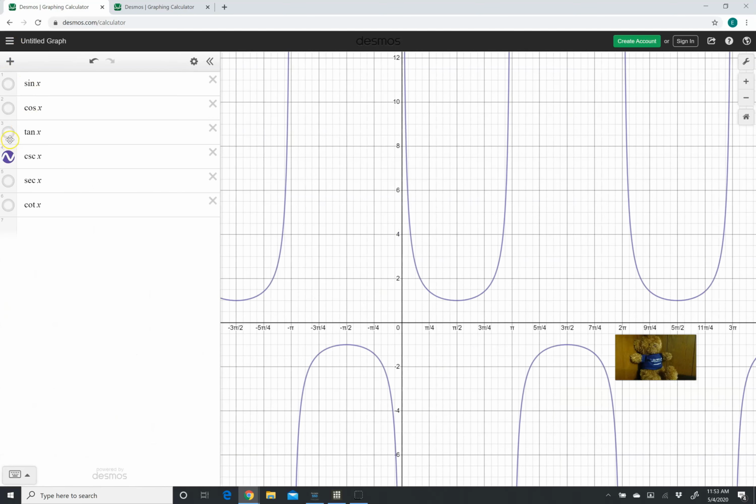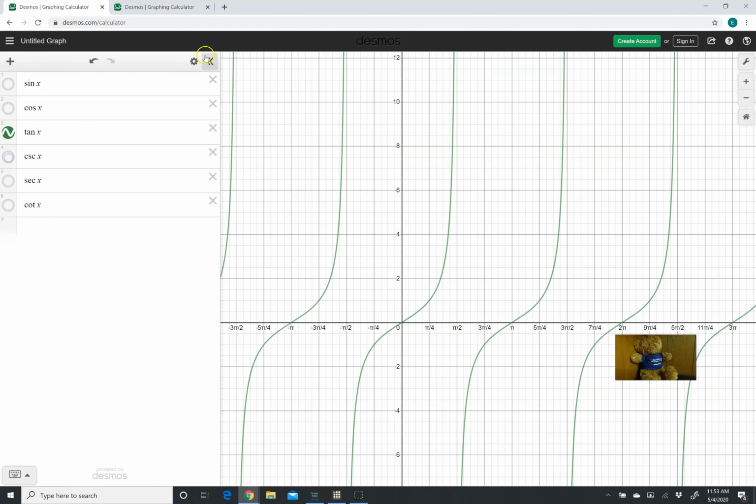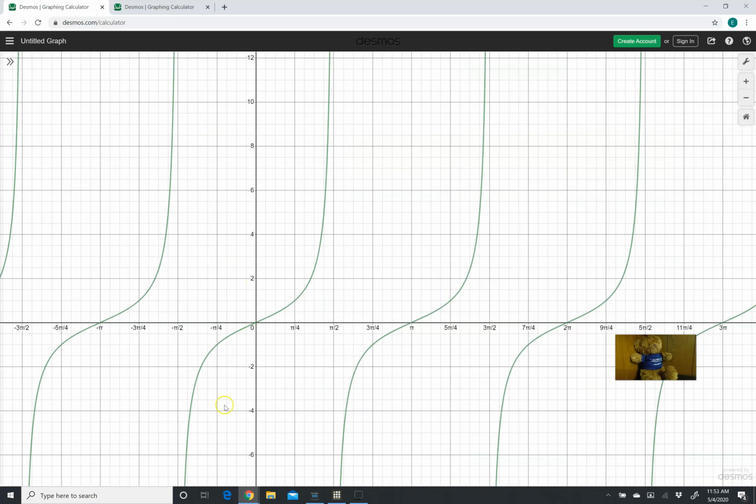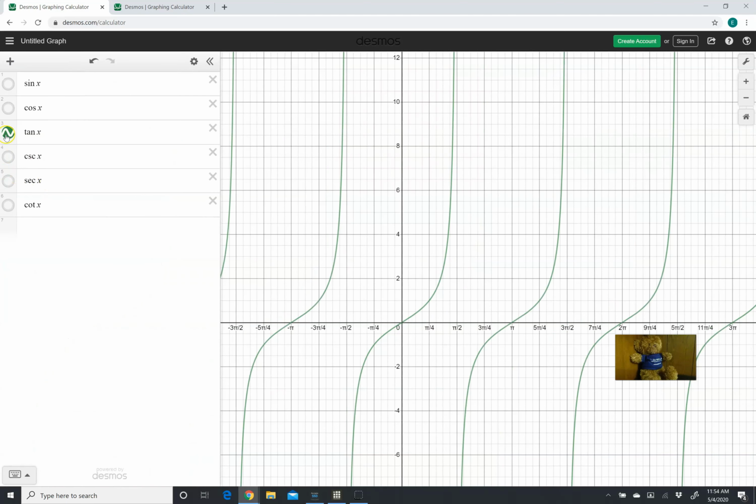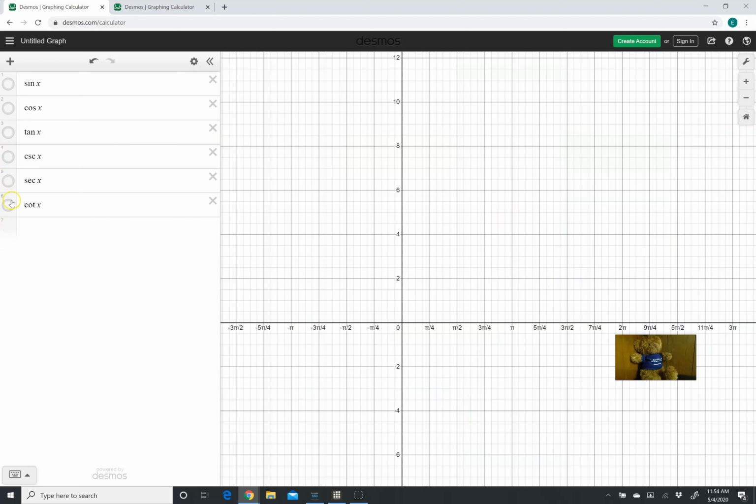Let's say, for example, I give you this graph. Well, there are no minimums and maximums. That means automatically the only possibilities are tangent and cotangent. Well, this is rising from left to right. Rising from left to right means it's got to be tangent. Okay, so these are what we're looking for. We're saying, okay, here's a graph. How do we know it's that graph? Here's another graph.